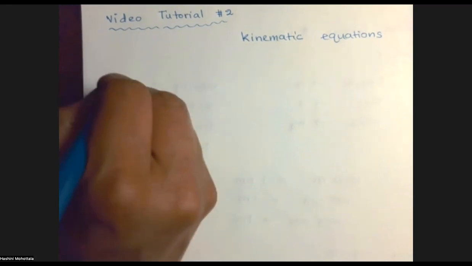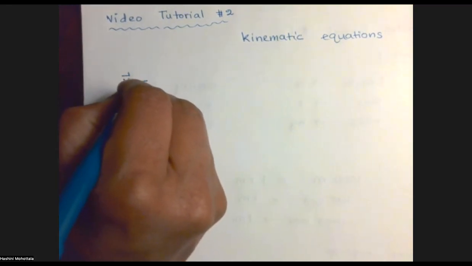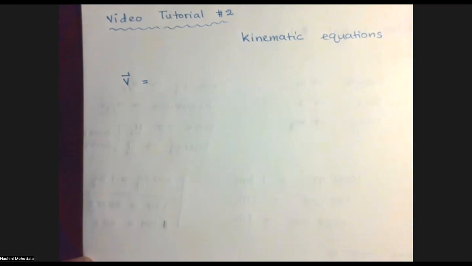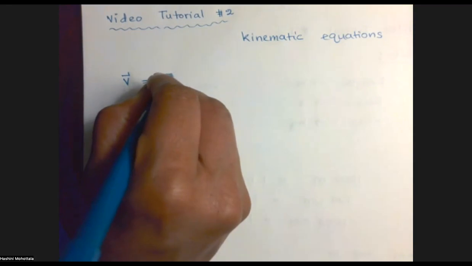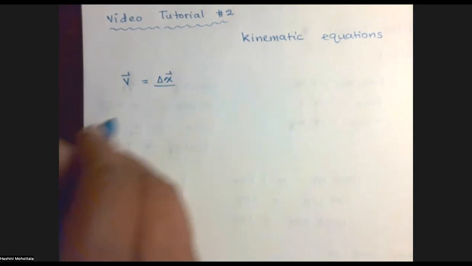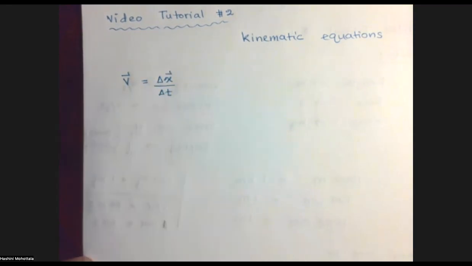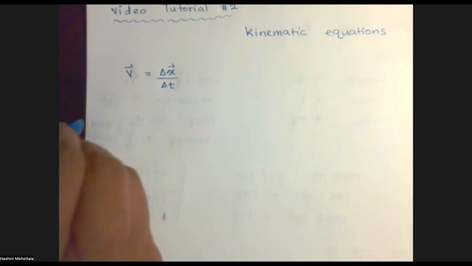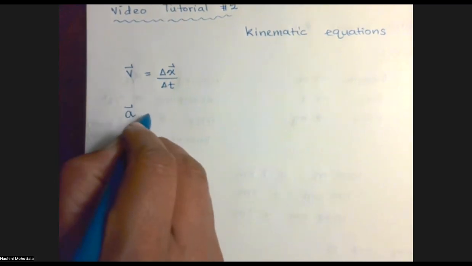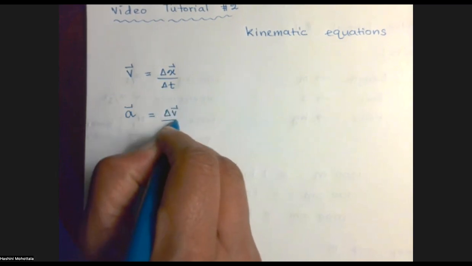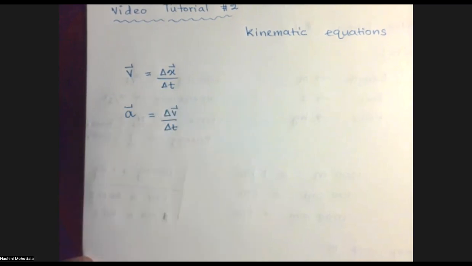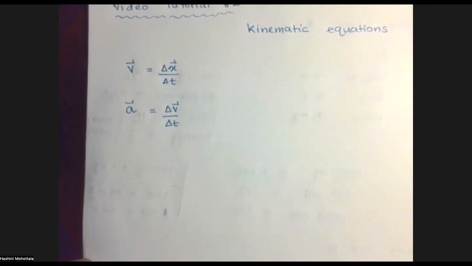So we discussed velocity. I'm drawing this arrow. You know why I'm drawing that arrow, because velocity is a vector. And the velocity is the change in displacement divided by change in time. We know that, right? And then the acceleration, again, a vector. And that would be change in velocity divided by change in time. So these are the key factors.